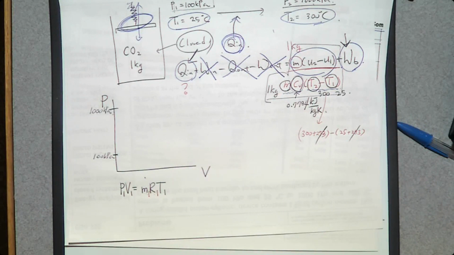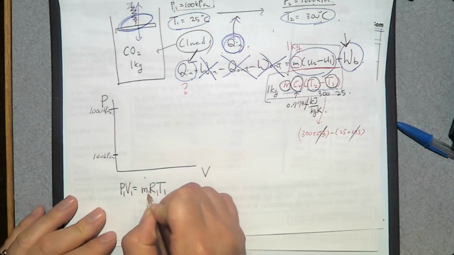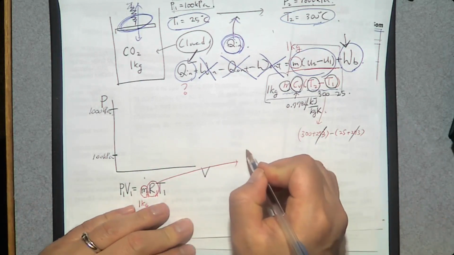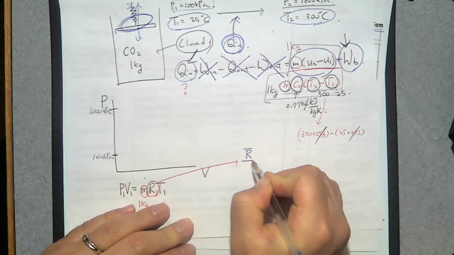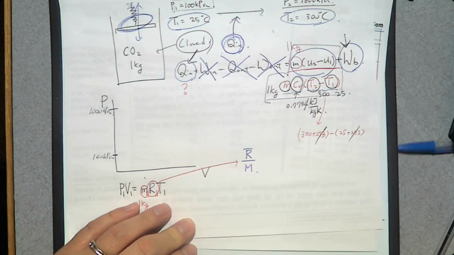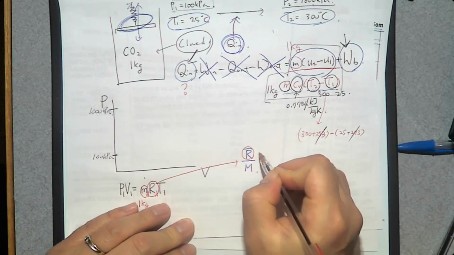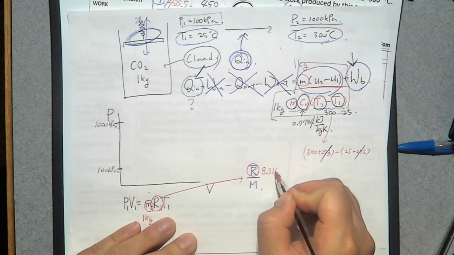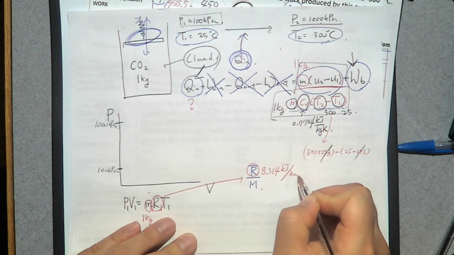What is this R? It's a gas constant. So there's no change in R between the initial state and the final state. So there's no R1, R2. So what is M? 1 kilogram. What is R? Do you remember how to determine R? It is universal gas constant R bar divided by molecular weight. What is the universal gas constant R bar? Always 8.314 kilojoule per kilomole Kelvin.